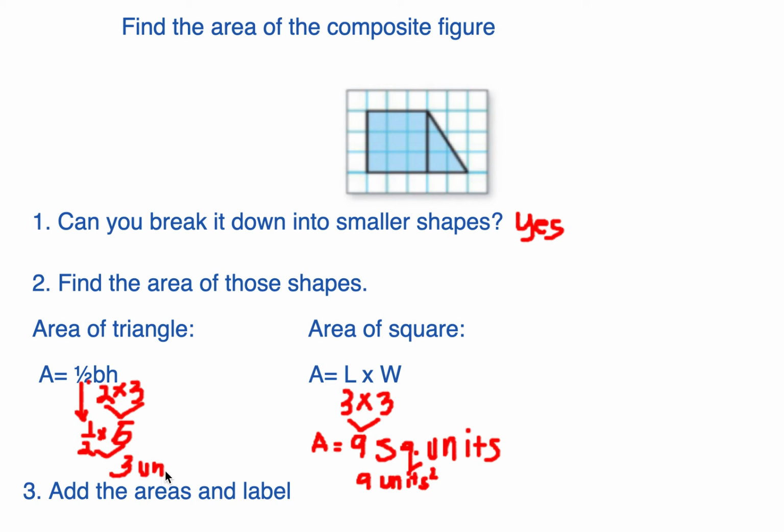So I'm going to go ahead and label. And now that I've done that, my job is to figure out the next step, which is add the areas. I've got 3 plus 9 gives me a total of 12 square units. And we are done. That's pretty much it.